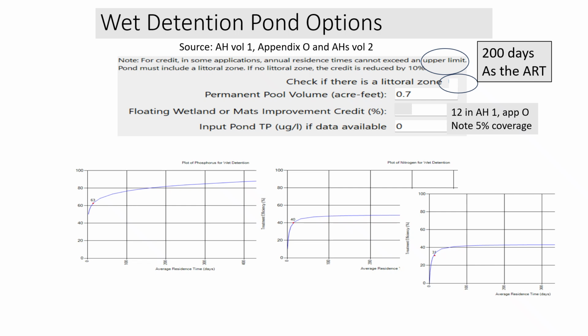When we consider wet detention pond options, particularly in the context of improving our calculations for annual load, there have been some significant advancements in how these systems are evaluated. For example, a maximum annual residence time, or ART, of 200 days is now a more commonly accepted design standard. We also give greater credit to the inclusion of a healthy littoral zone within the pond, and for the use of floating wetlands or managed aquatic plants, often referred to as MAPs.